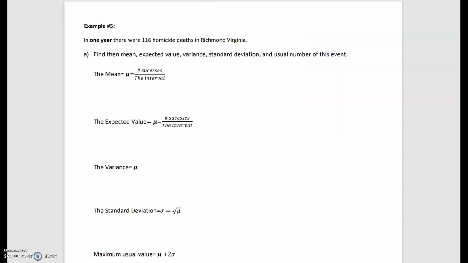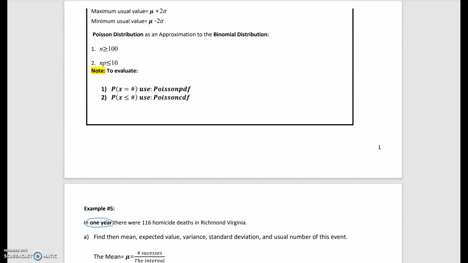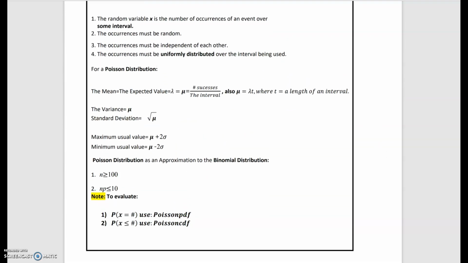Hi class, let's take a look at example 5. So in example 5, we can tell that this is a Poisson because the interval happens to be technically 1 year. And as we mentioned earlier, once you determine that you have a Poisson event, these are the formulas that we're going to be using.